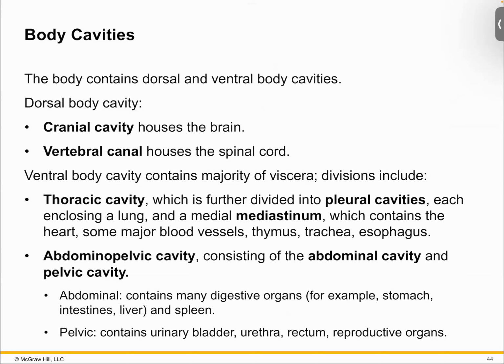Okay, so let's take a look at the body cavities. So the body cavities that we basically have, there's a couple of major ones. So we have both dorsal cavities and we have both ventral cavities. Remember, dorsal is your back, posterior, ventral is anterior, that's your front. And so the cavities that we have dorsally are essentially these guys here. So these are the dorsal ones.